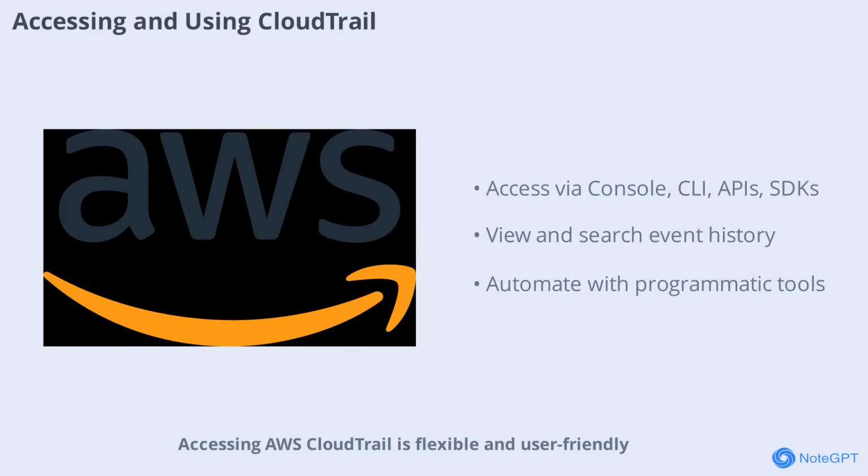Accessing AWS CloudTrail is flexible and user-friendly. You can interact with CloudTrail through the AWS Management Console, the AWS Command Line Interface (CLI), RESTful APIs, or AWS SDKs. The console offers a graphical interface for viewing recent events, creating and editing trails, and managing CloudTrail Lake event data stores. With the CLI, you can automate tasks and integrate CloudTrail into scripts and workflows. APIs and SDKs provide programmatic access, allowing developers to build custom solutions for event monitoring and analysis.